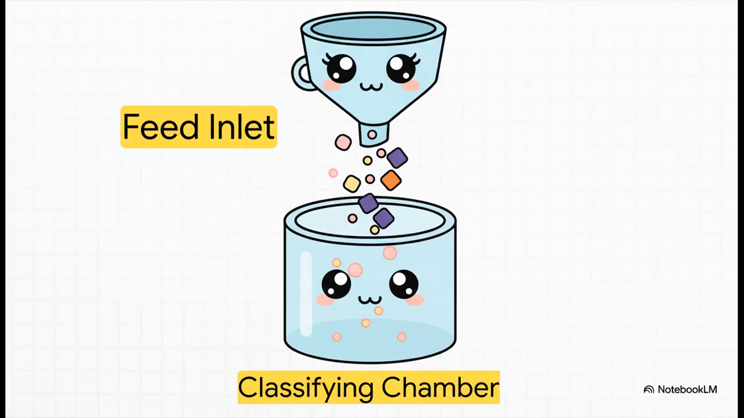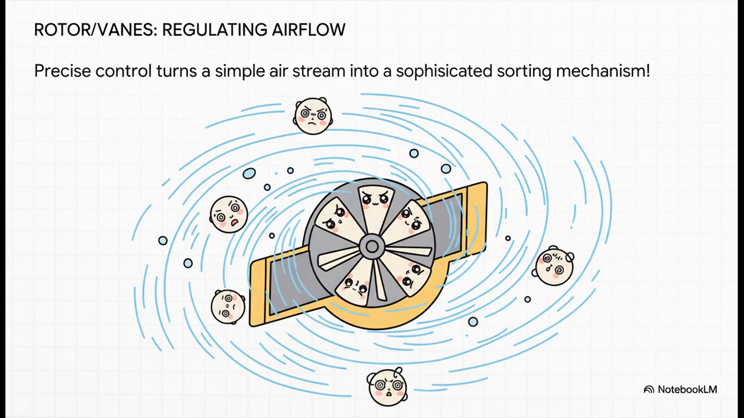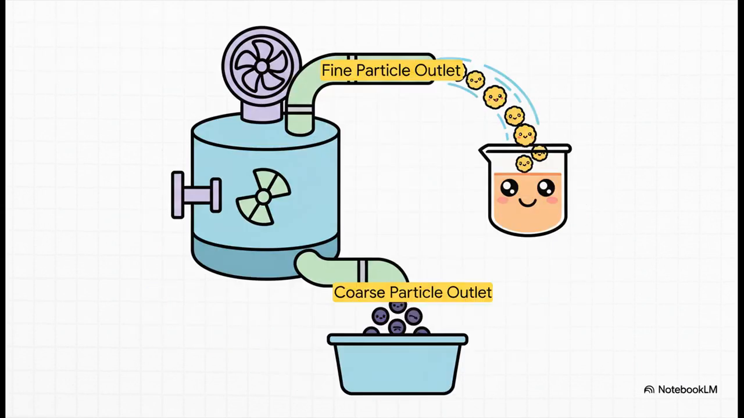Next up, we've got to get our powder into the machine, right? So it gets fed in through the feed inlet and drops right into the main arena, the classifying chamber. This is where all the action happens. This is where the powder meets the air. But here's the thing. For making pharmaceuticals, just a simple blast of air is nowhere near precise enough. That's where the rotor and vanes come into play. These are spinning parts inside that basically whip the air into a controlled vortex. This gives us incredibly fine-tuned control, making sure that only the particles of the exact size we want get to move on.